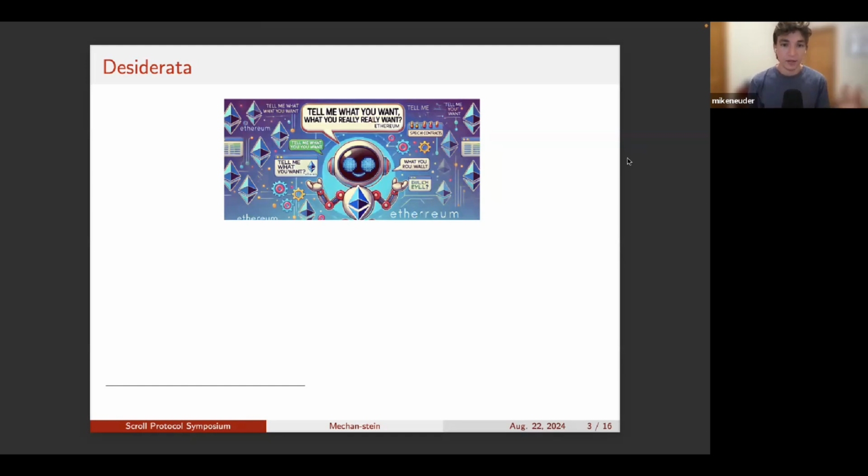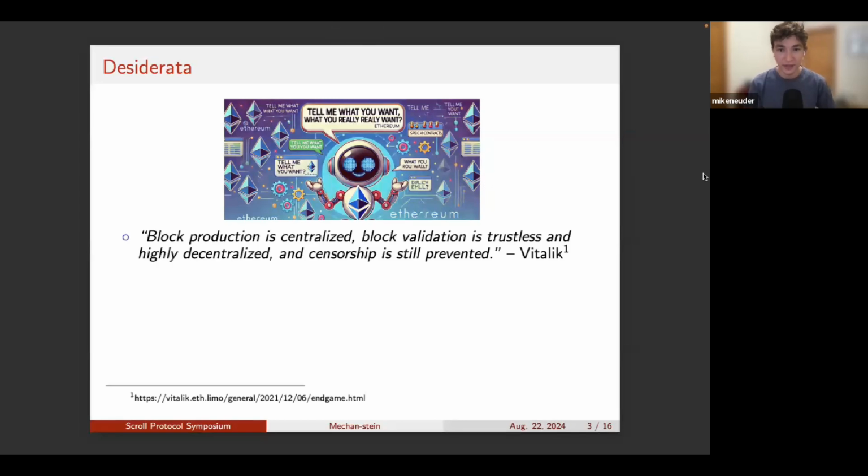I like to start with these desiderata slides, and I almost always refer first to Vitalik's endgame post. I'll just read the quote directly. Block production is centralized, block validation is trustless and highly decentralized, and censorship is still prevented. So I tried to operationalize this sentence into three component parts.